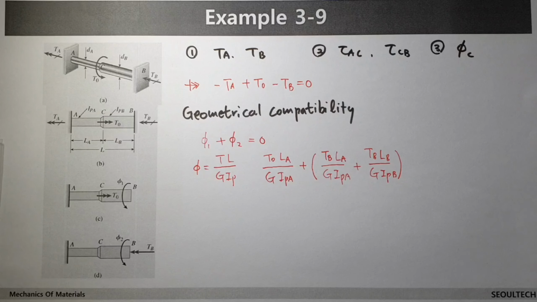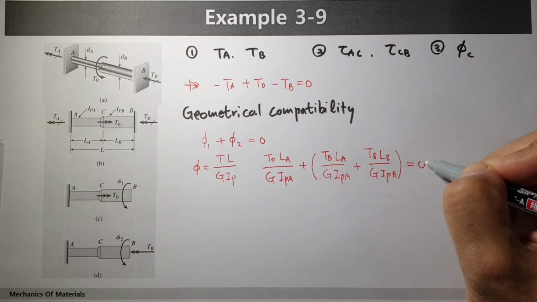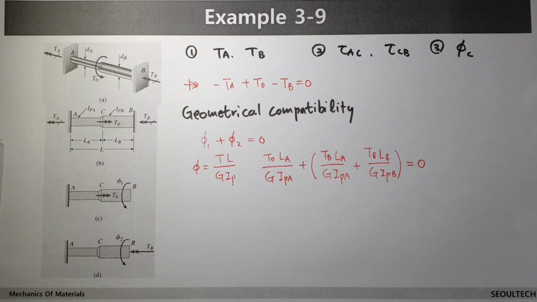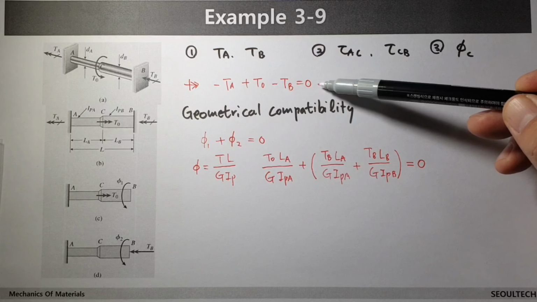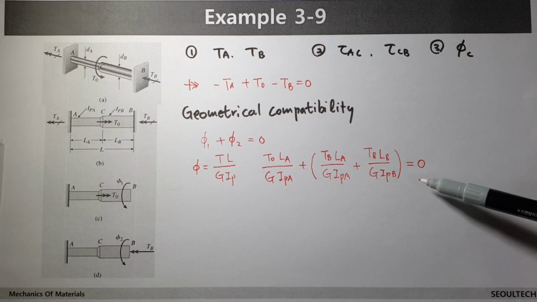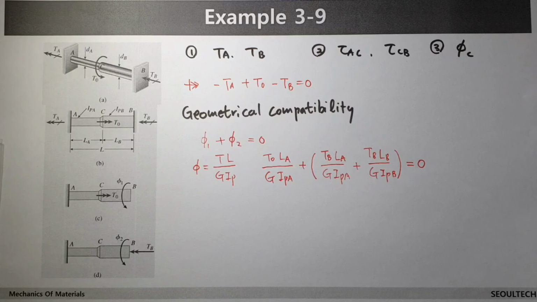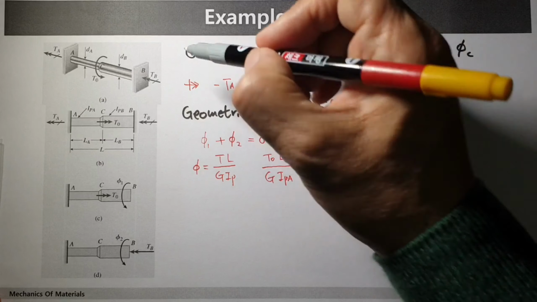Okay, and the whole value is 0. On the left side, phi 1 plus phi 2 is 0. Then based on two equations, the first one is this one and the second one is this one, we have two unknowns, TA and TB. Then finally we can find TA and TB by solving both equations. Then the first question, number one, was cleared.